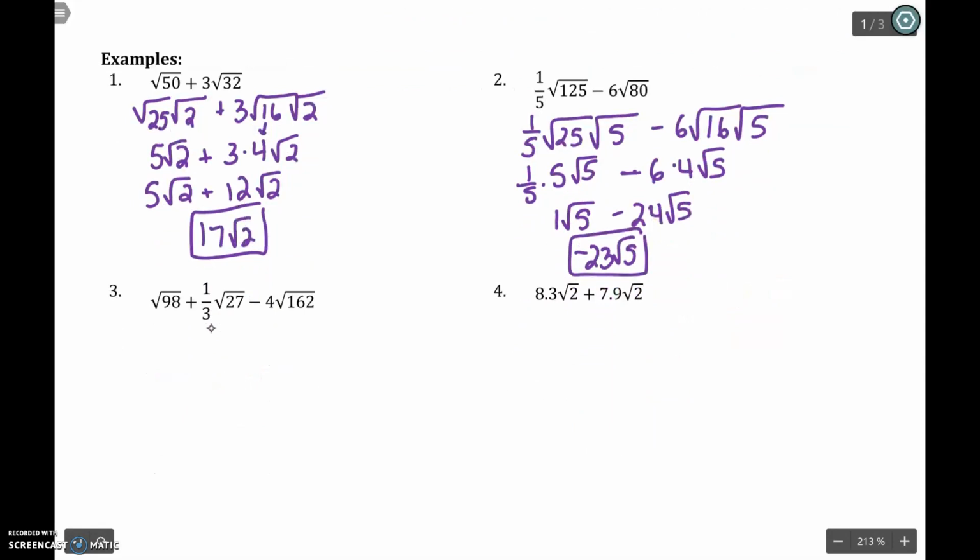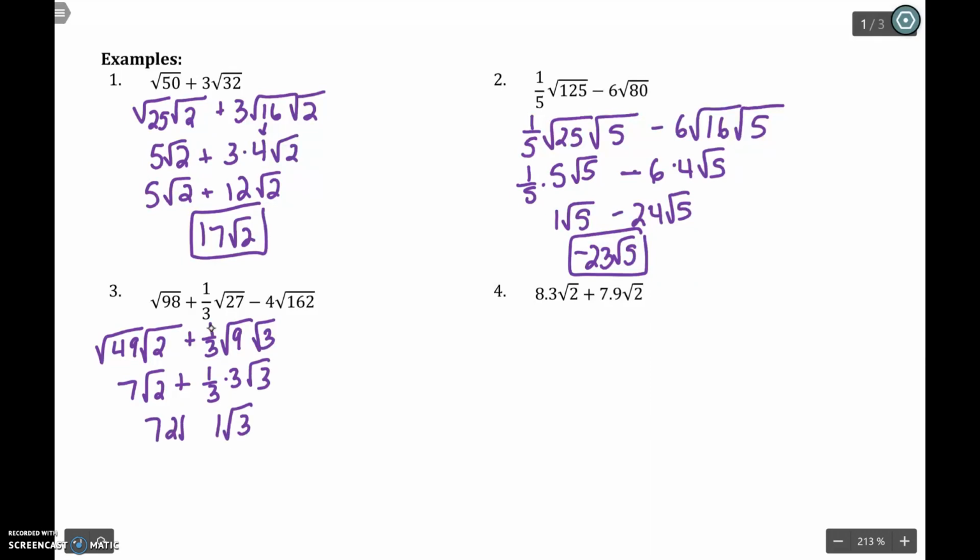Going on to number 3, same idea, we just have 3 of them. So the largest perfect square that goes into 98 would be 49, and it goes in twice, making this 7 radical 2. Keep the 1/3 coefficient. The largest perfect square that goes into 27 is 9, and it goes in 3 times. So then we have to square root the 9 to get 3. And then 1/3 times 3 is just 1. Bring the rest all down.